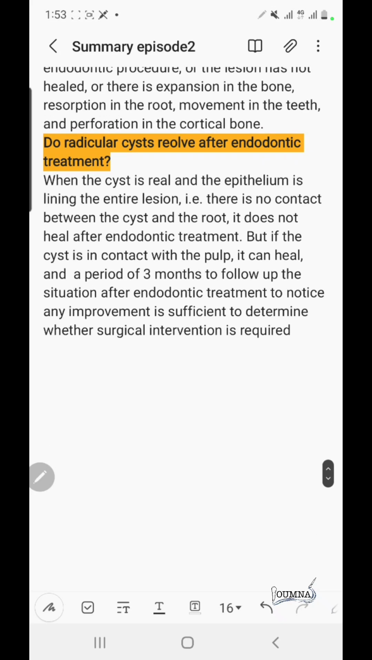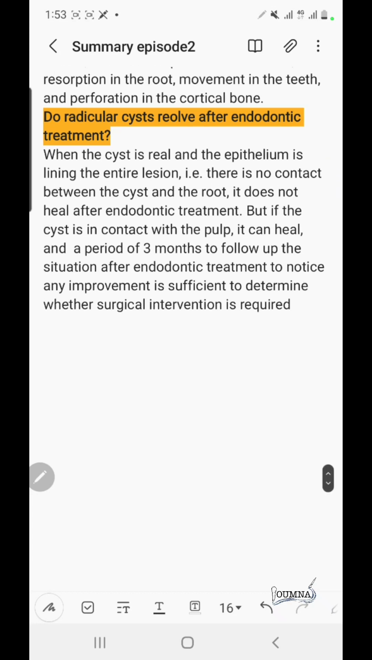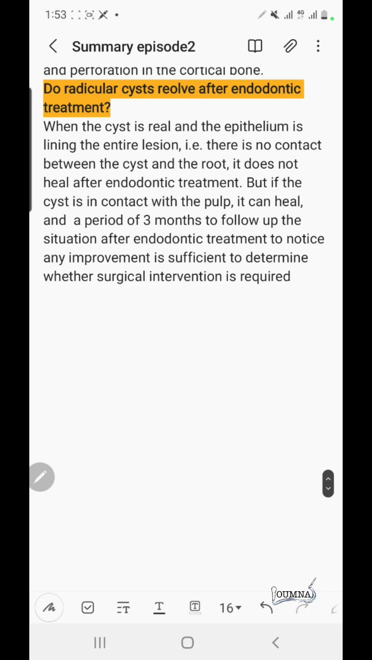Do radicular cysts resolve after endodontic treatment? When the cyst is real and the epithelium is lining the entire lesion, there is no contact between the cyst and the root. It does not heal after endodontic treatment, but if the cyst is in contact with the pulp, it can heal. A period of 3 months to follow up the situation after endodontic treatment to notice any improvement is sufficient to determine whether surgical intervention is required.